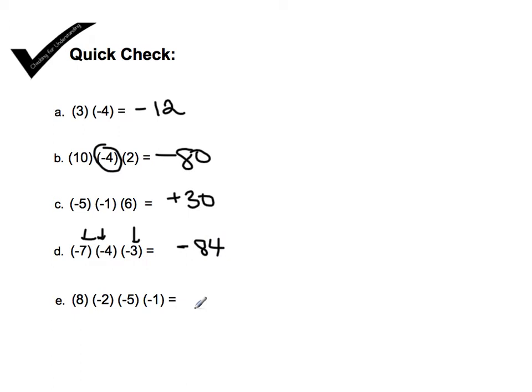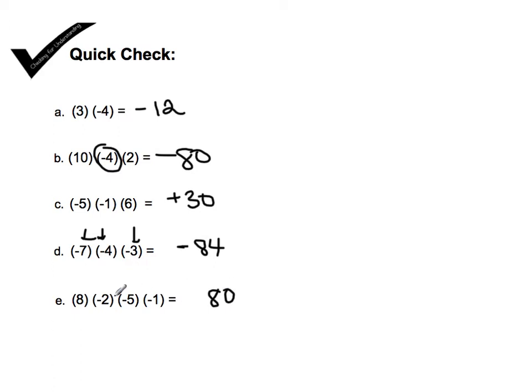Okay, sorry about that. So here I have 8 times 2, which is 16, times 5, which is 80, times 1, which is 80.